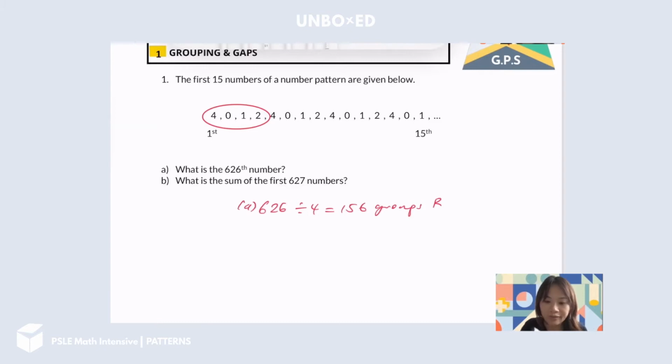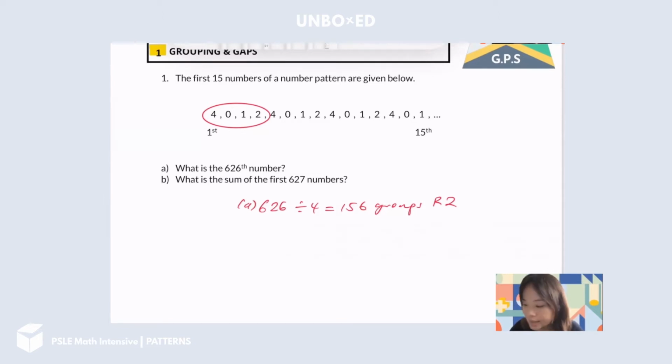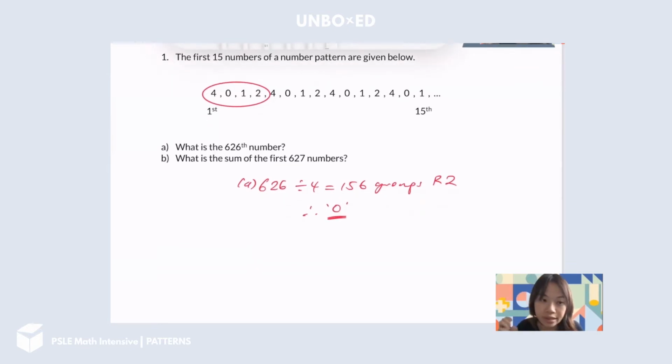Remainder 156.5, right? Now my remainder is not 0.5, because it is 0.5 of 4. So what I need to do is minus 156. I get 0.5. 0.5 times 4, I get 2. So remainder 2 numbers. So what is the second number in that sense? The second number is 0. So I'll know that the 626th number is 0.